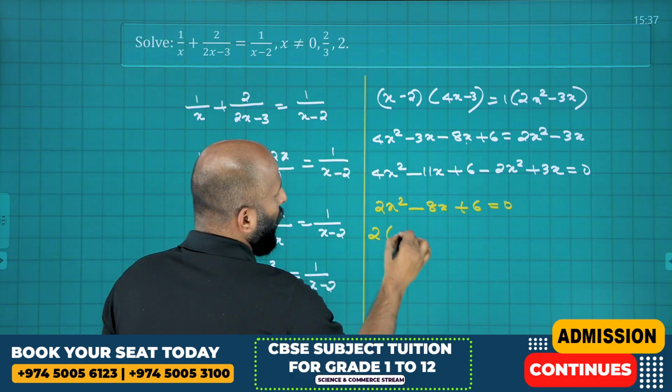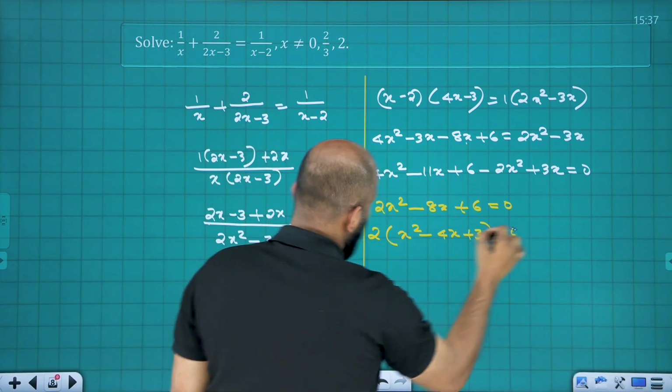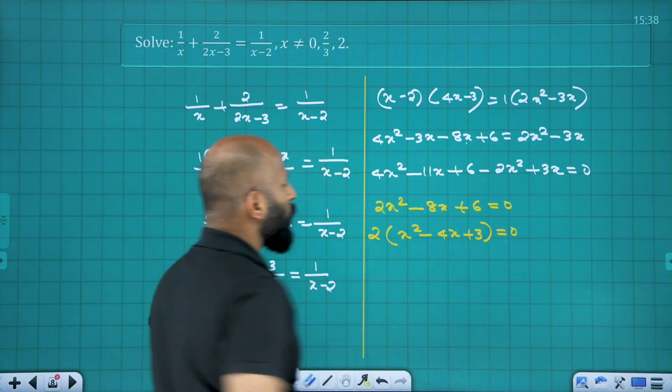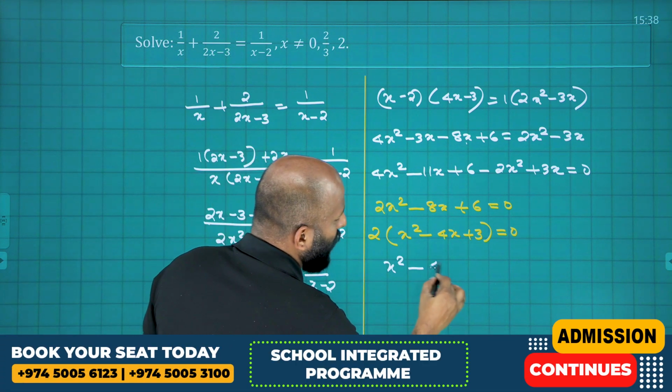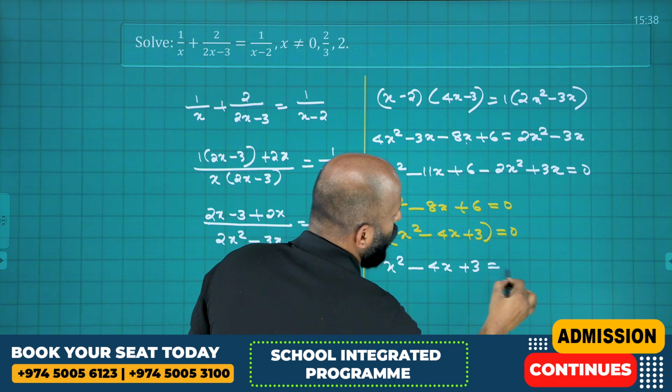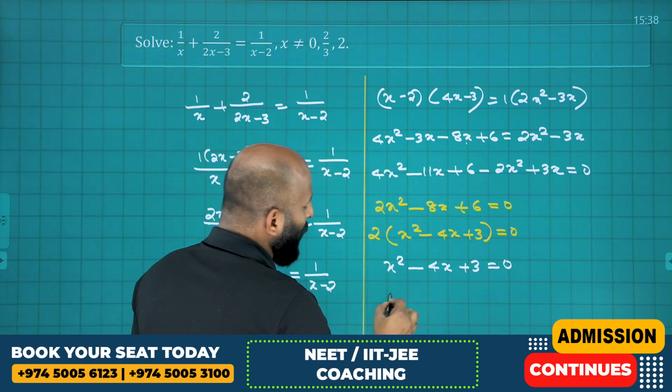Now I can take 2 common out: x square minus 4x plus 3 is equal to 0. So that 2 we can take to the right side. Finally, we get x square minus 4x plus 3 is equal to 0. This one we can solve by the splitting the middle term method.